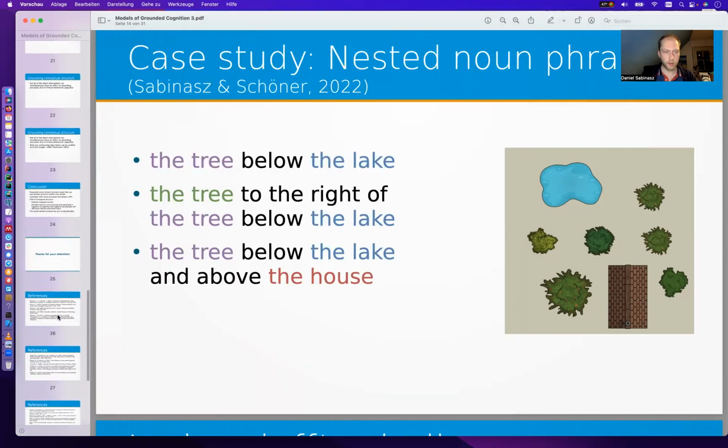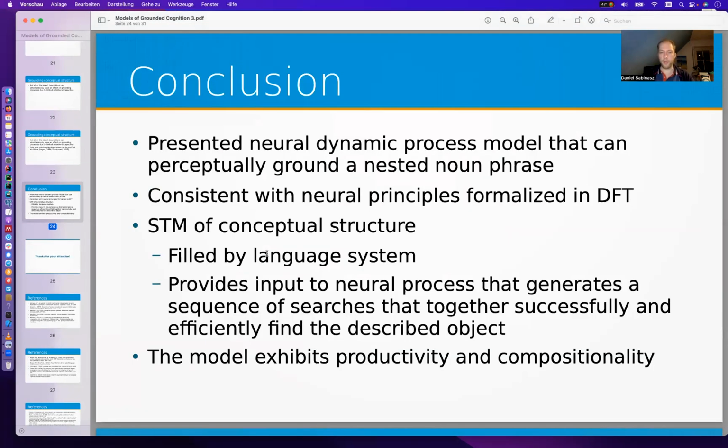So to conclude this talk, we have presented a neural dynamic process model that can perceptually ground a nested noun phrase. And nested noun phrases exemplify many of the challenges that already need to be solved in models of language grounding more generally. And that's why this is not a small step, actually. And if our goal now is to account for other grammatical constructions, we contend that we are likely to reuse many of the same components. We just would introduce new kinds of relational roles.